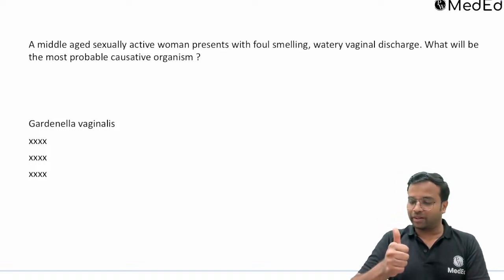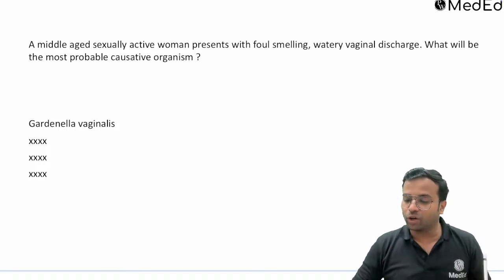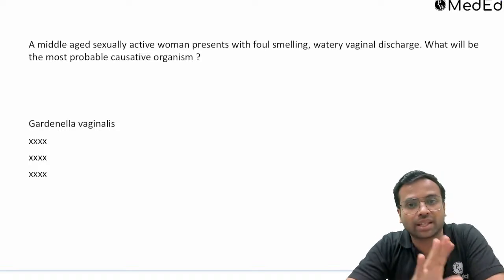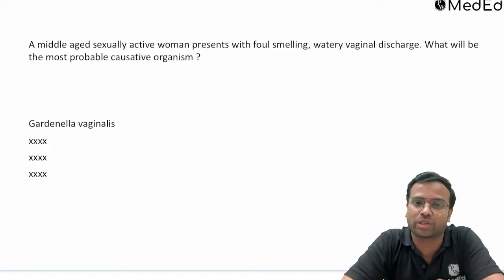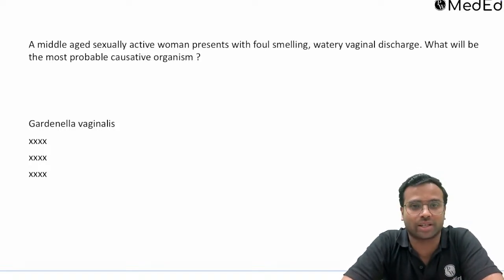Okay, noted. It's 400 mg that is given, not 800 mg. Okay, no problem. But still, the answer is going to be cefixime for you, because it is gonococcal urethritis. Now, a middle-aged sexually active woman presents with a foul-smelling, watery vaginal discharge. What should be the most probable causative organism?